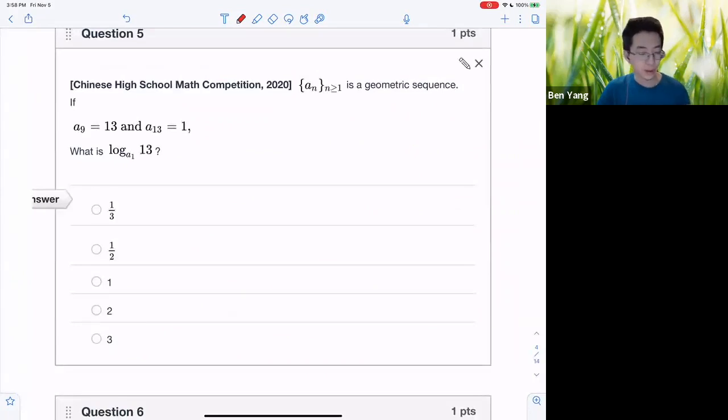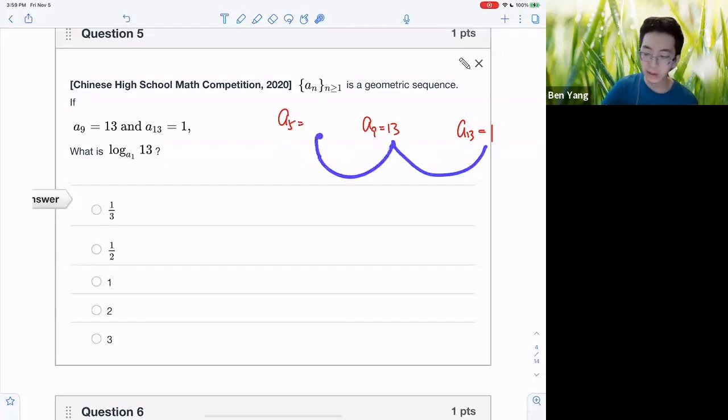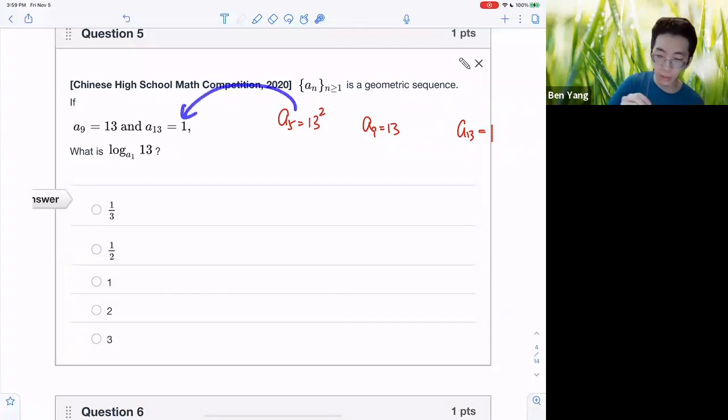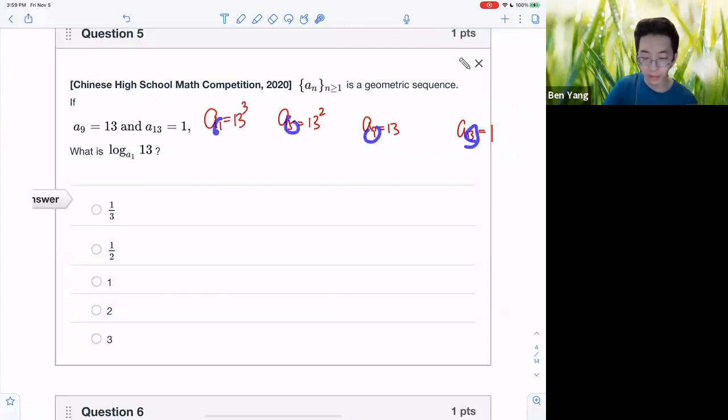We have a geometric sequence. We know A9 is 13. We have A13 is 1. What is log A1 of 13? So A13, A9, I guess we can keep going, right? We have A5 here. But you see here it's divide by 13. So we need to do divide by 13. Sorry, if we go in that direction, it's like times 13. So we need to do times 13 again. That's 13 to the power of 2. And then we can keep going, to A1. That's 13 to the power of 3. Because the 13, 9, 5, 1, the arithmetic sequence.